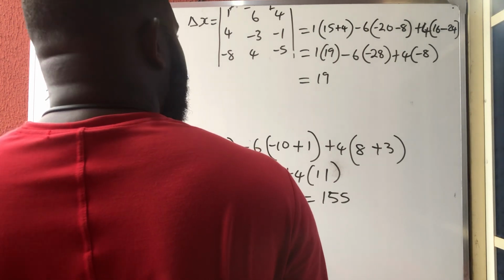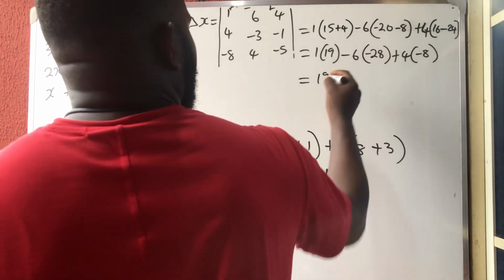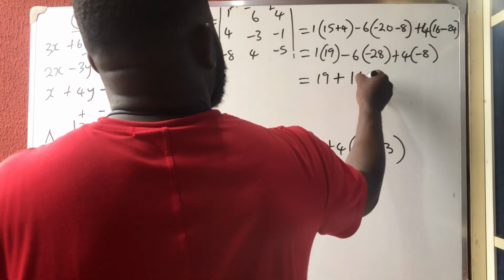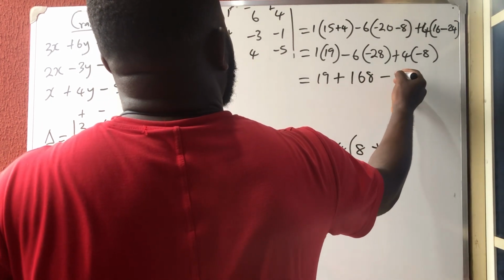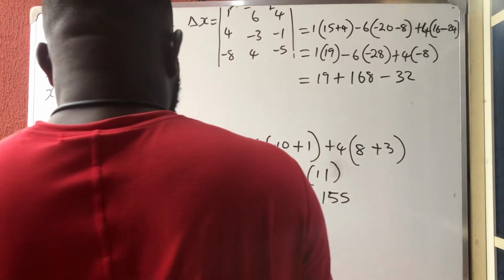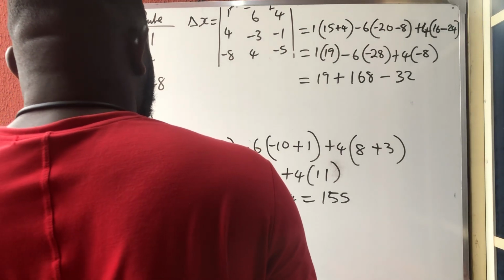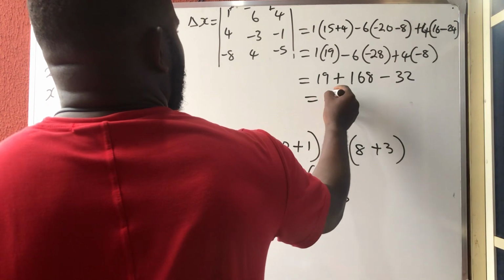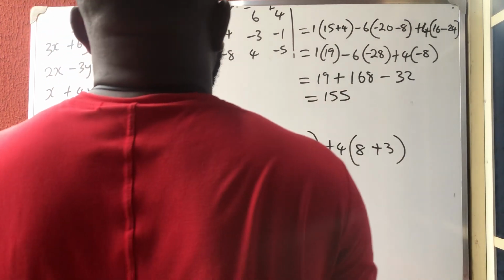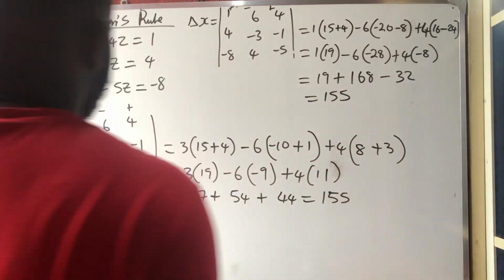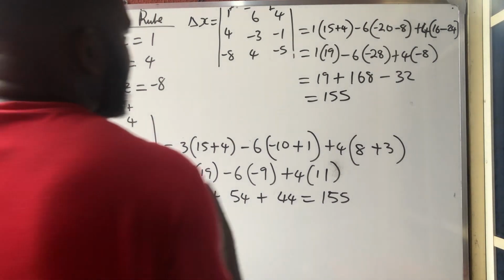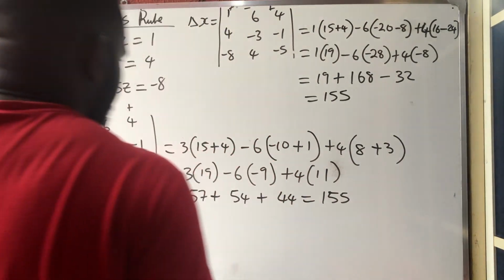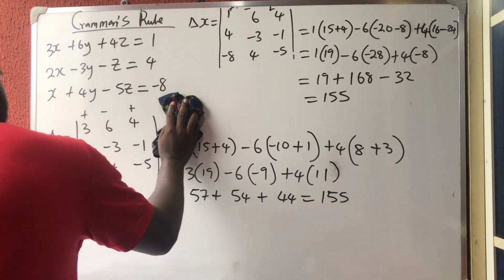28 times 6 plus 168 minus 32. So I'm having minus 32 plus 19. I'm having 155 again. 155. Okay? So I want to clean here. So I want to bring out what I have gotten. Let me clean here.